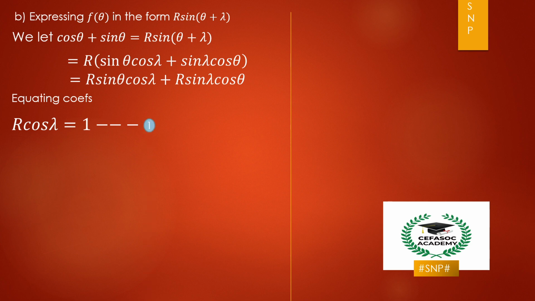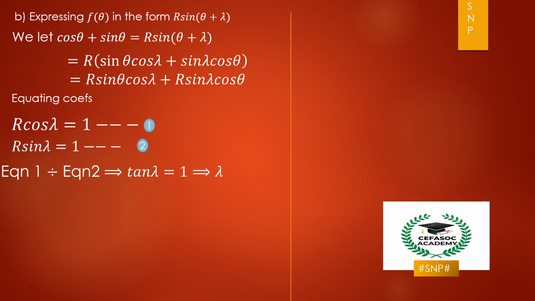Now the next coefficient is what? R sine lambda is equal to the coefficient of cos theta on the left hand side, which is still 1. I will call it equation 2. Now the order does not matter too much here. Equation 1 divided by equation 2, we have that tan lambda is equal to 1, which implies that lambda is tan inverse of 1, which makes lambda pi over 4, which is 45 degrees. We can put it in degrees as well, or in radians, no problem with that.